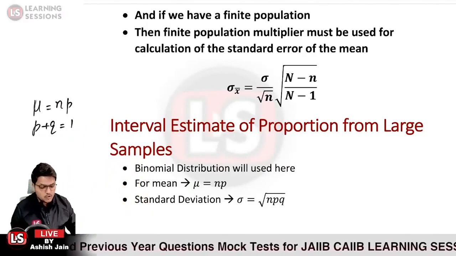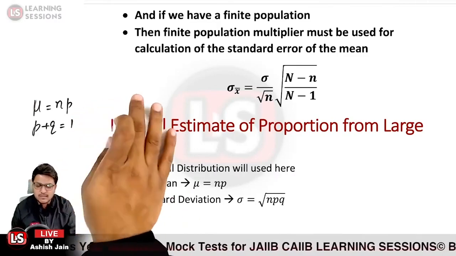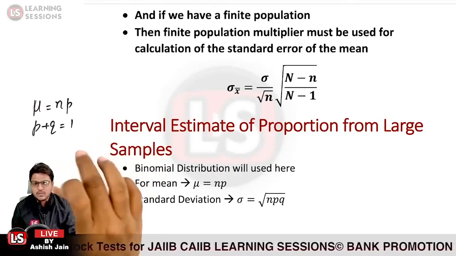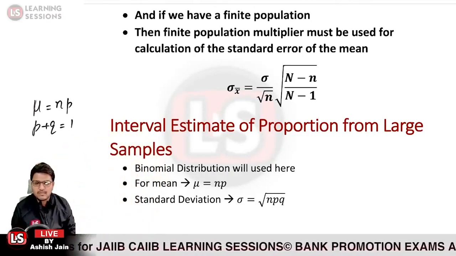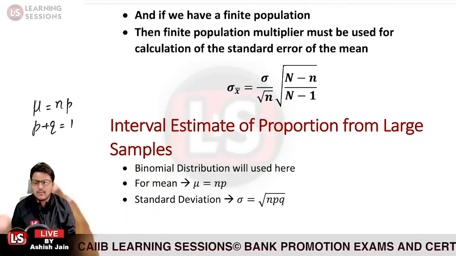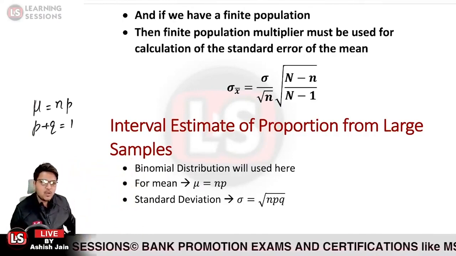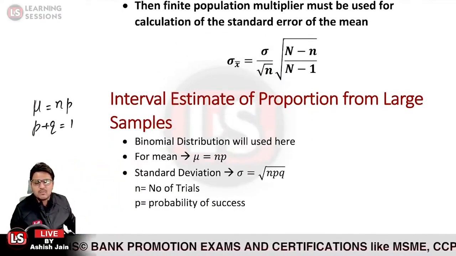Is that clear? So P is related to the probability of the success events, and Q is related to the probability of the failure events. So in total that will be equal to 1, or we can simply say if P is known, we can calculate Q by 1 minus P. Q will be equal to 1 minus P.